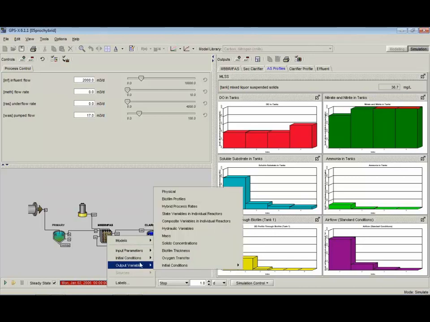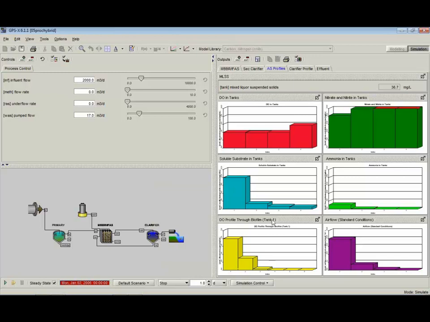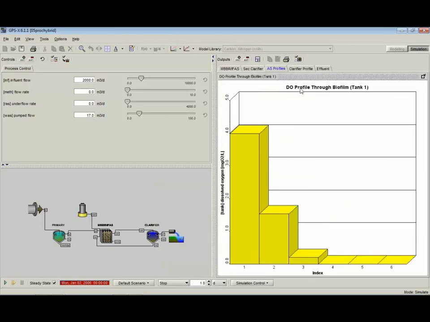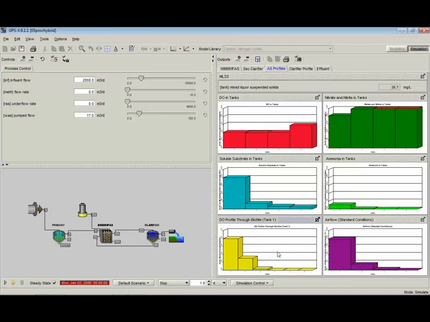But what you also have is the ability to do this type of graph here, where we're looking at the DO profile through the biofilm. So we can see in the outermost layer the concentration of oxygen is high, and then it reduces down as we go inside, and it's actually quite anoxic for this particular tank. So this is the front end of that system. So it's using up a lot of the oxygen right on the front end of that system. So you can plot those.